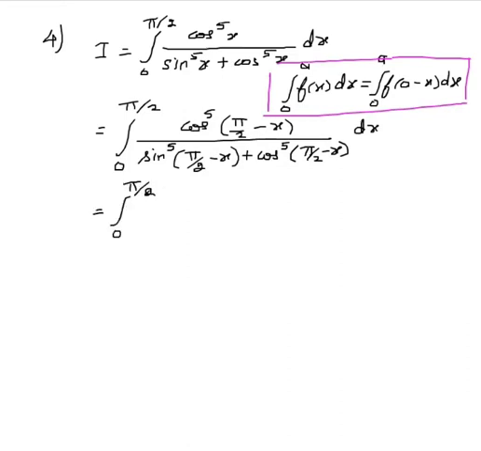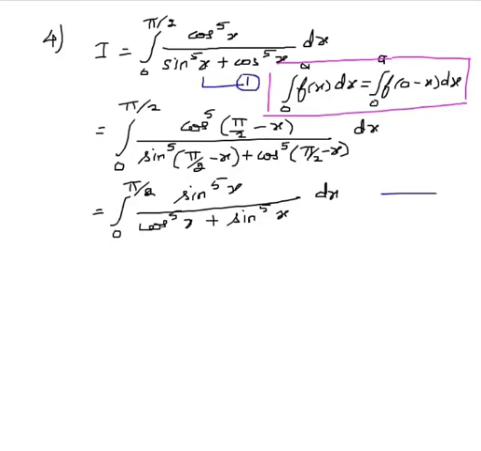We know that sine of 90 minus theta is cos theta and cos of 90 minus theta is sine theta. So it becomes sine raised to 5x divided by cos raised to 5x plus sine raised to 5x dx. First equation, second equation. Let us add them.